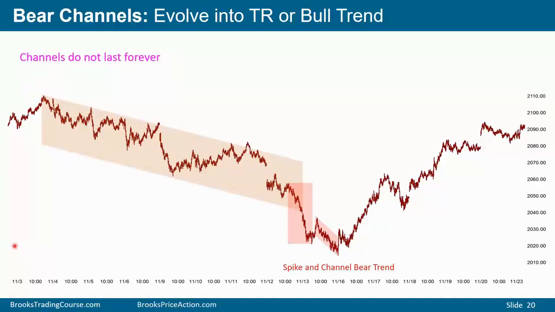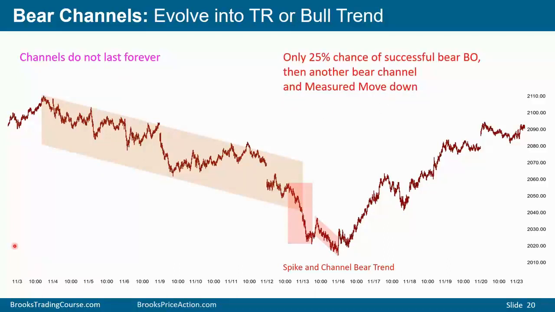No channel lasts forever, and channels usually ultimately evolve into trading ranges. There's only a 25% chance of a successful bear breakout and then a strong sell-off and another bear trend. There's a 75% chance the breakout will not get very far and then evolve into a trading range, or possibly even reverse.